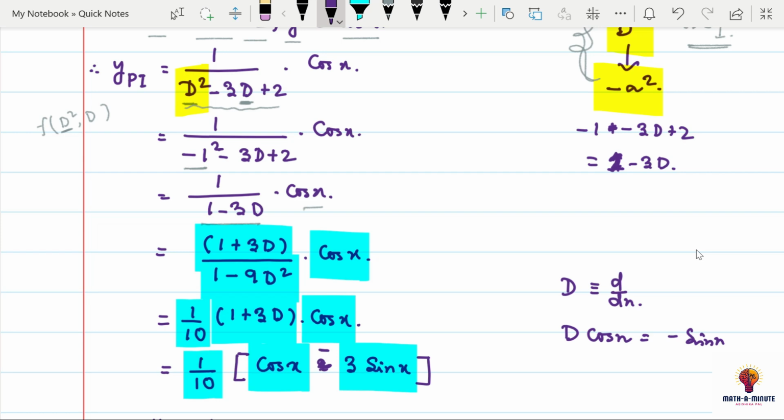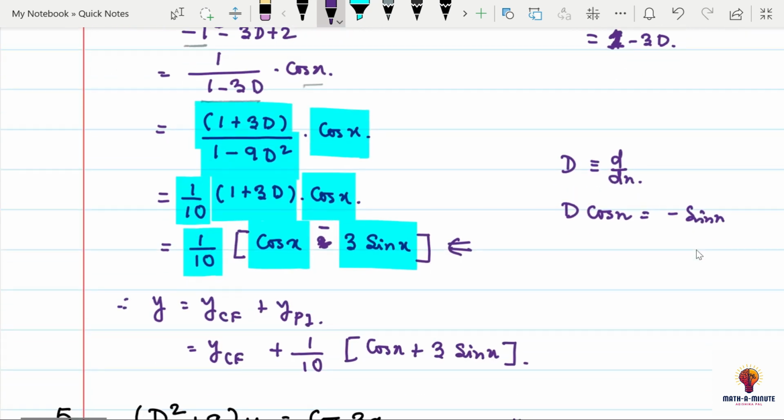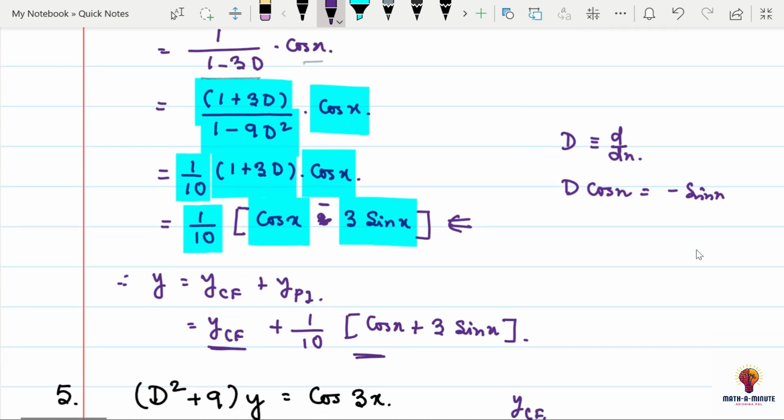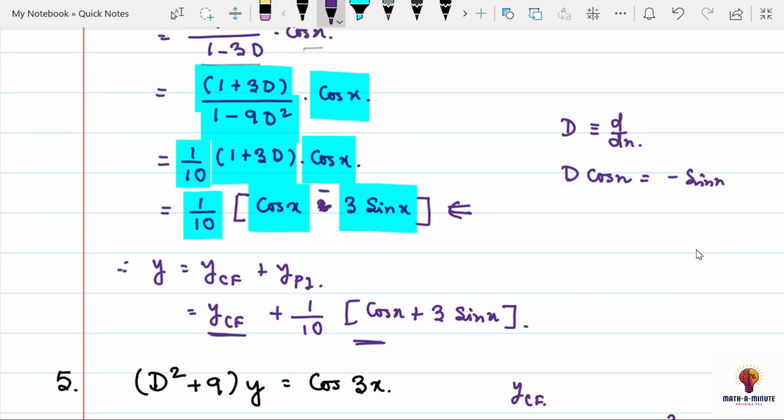So for this problem, our particular integral will be this function. To find the general solution, you just have to find the complementary function plus the particular integral, which is this function. Now it's a similar method. Pause this video and try to find the general solution of this problem.